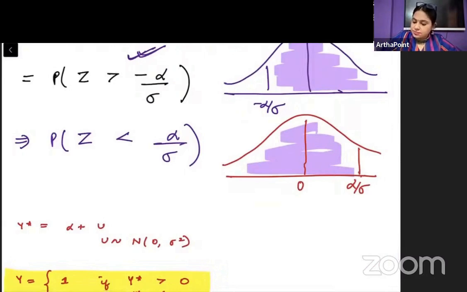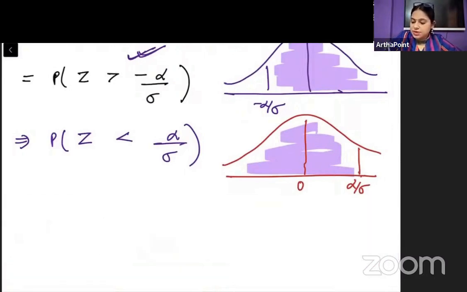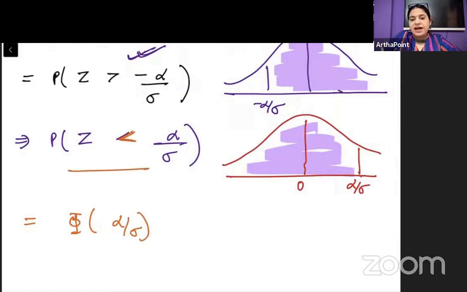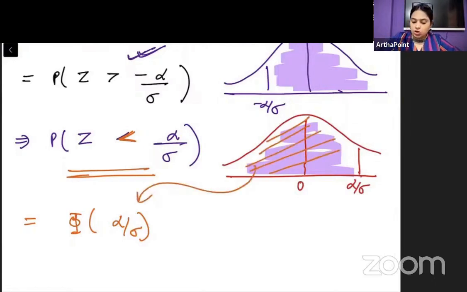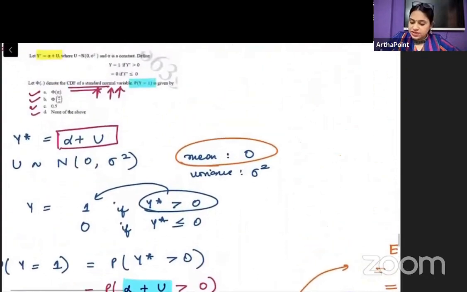But this can simply be written as the CDF function of alpha by sigma, because you are just marking every value less than this value. So this entire area is nothing but the CDF function. So the answer to this is simply the CDF function, which is B. B is the answer to this question.